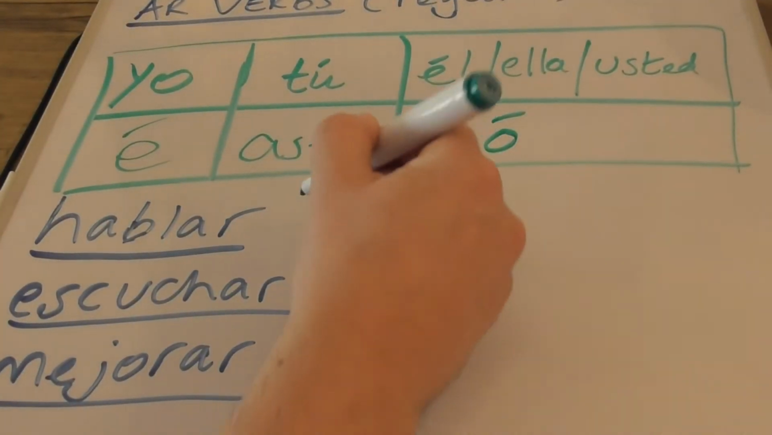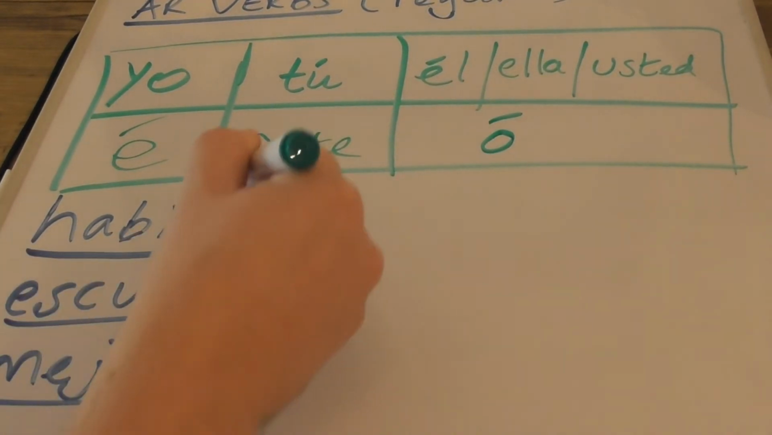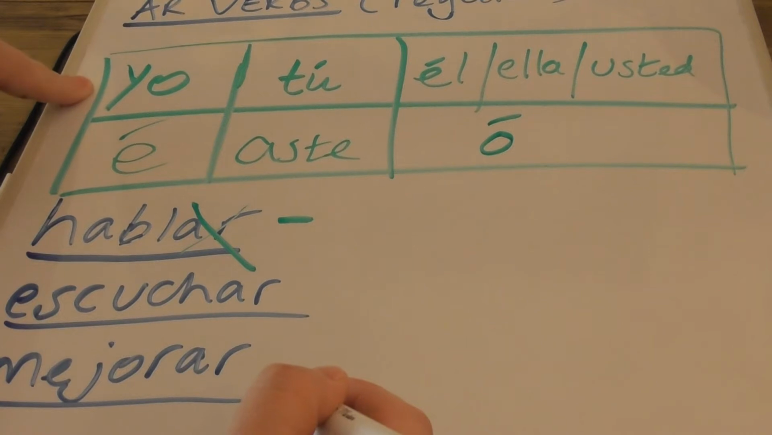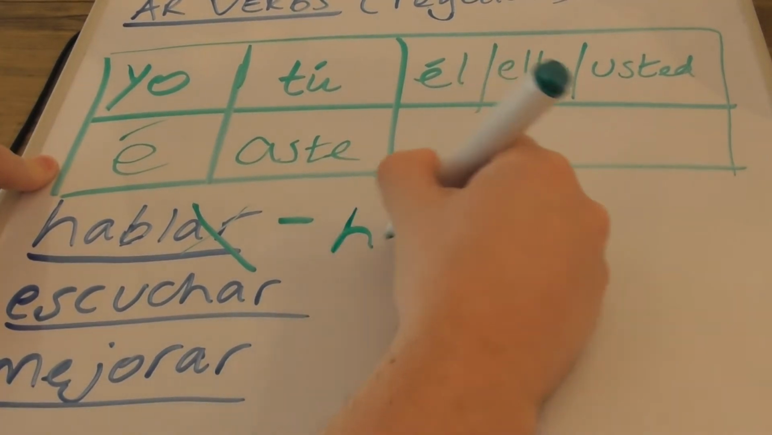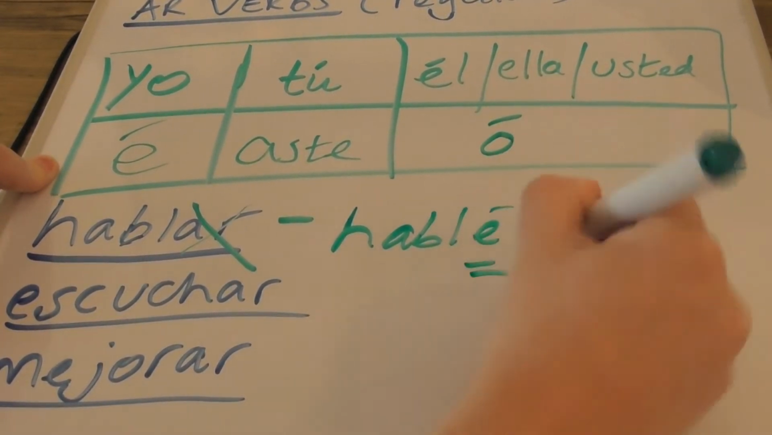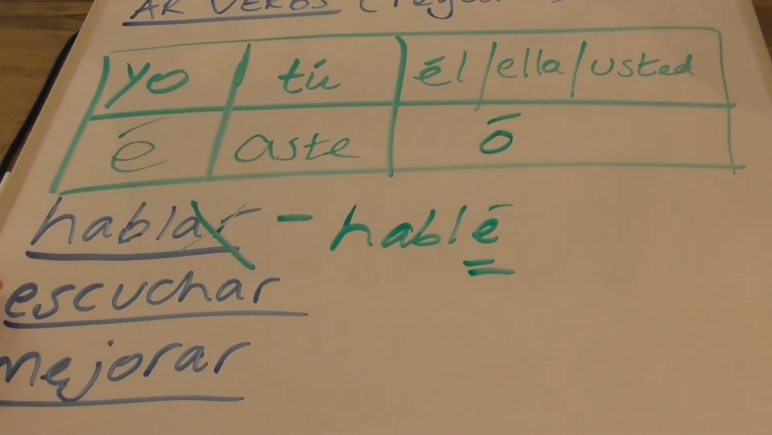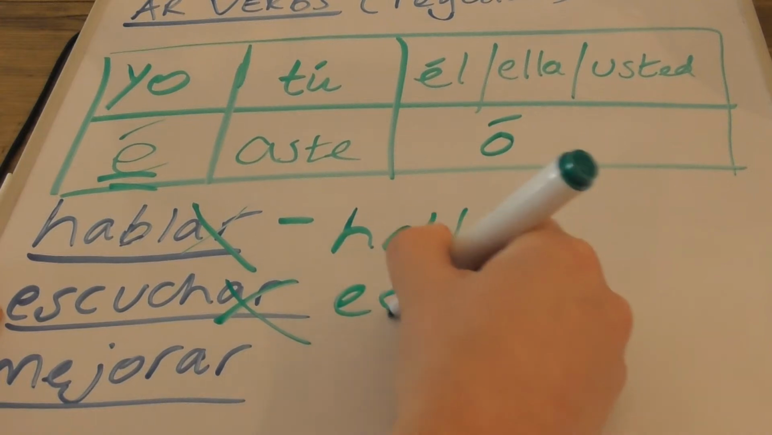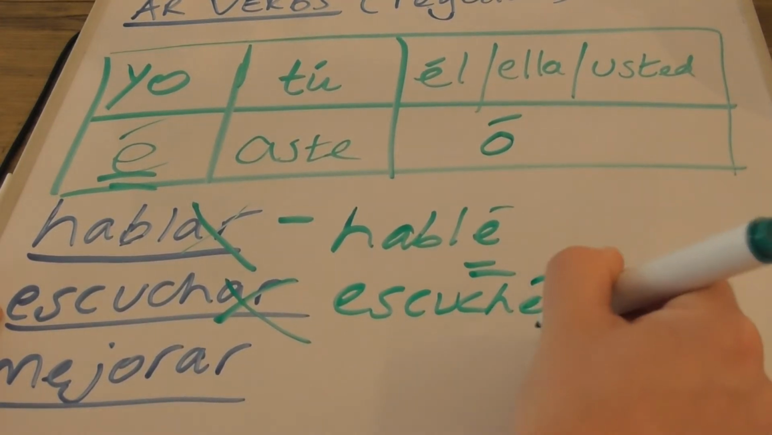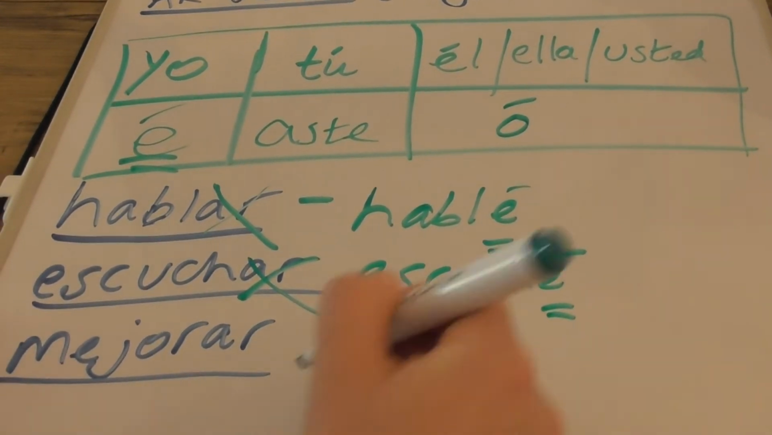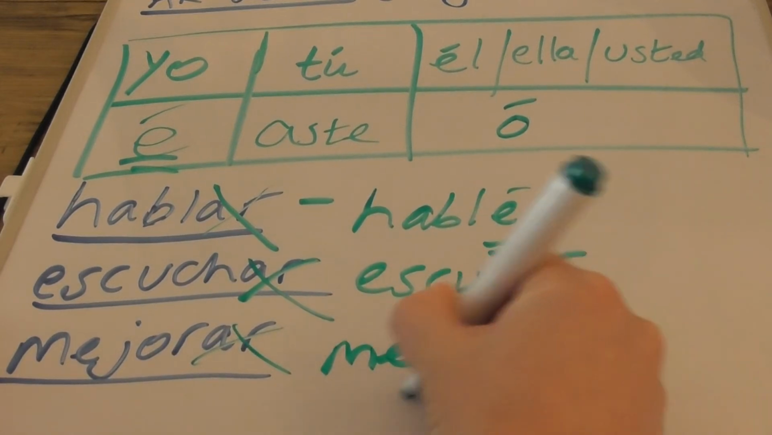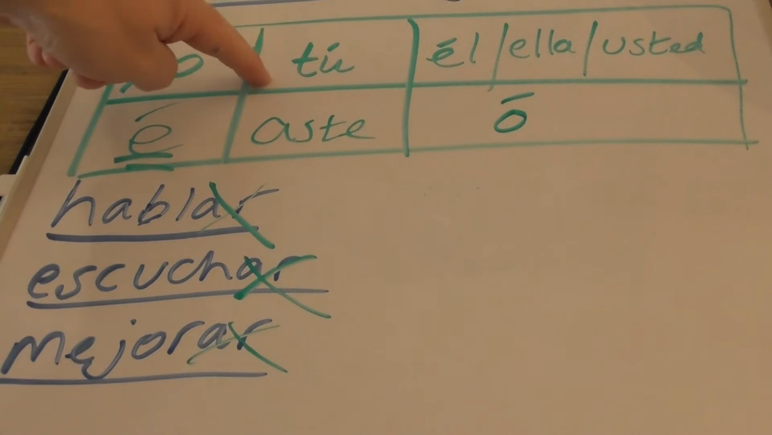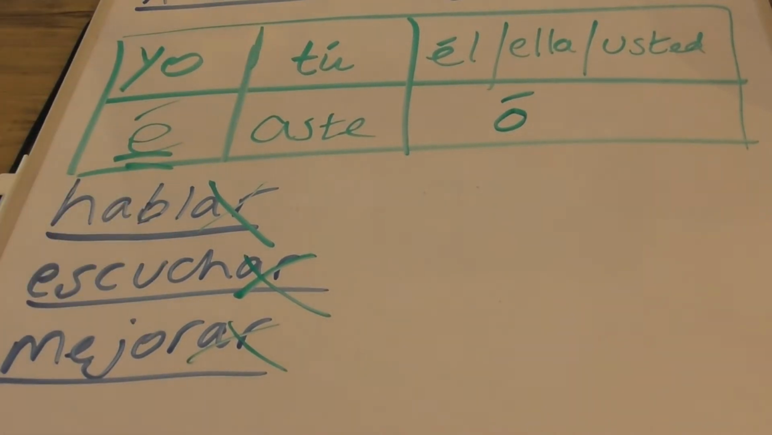If I were to say I spoke or I talked, I'm going to take away the AR. It's the I form, so we're going to use yo, and we're going to add an é with an accent. So we've got hablé. If I were to say I listened, same process, take away the AR, escuché. And I improved. Take away the AR, mejoré.